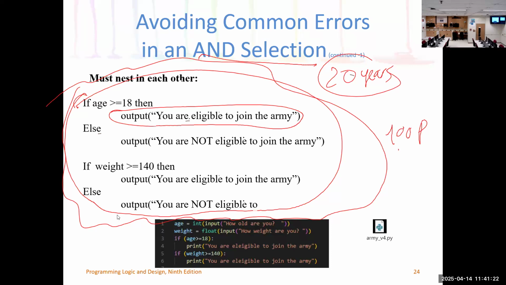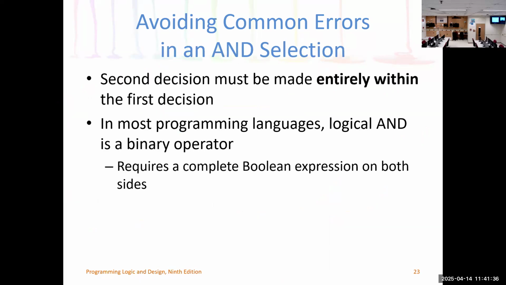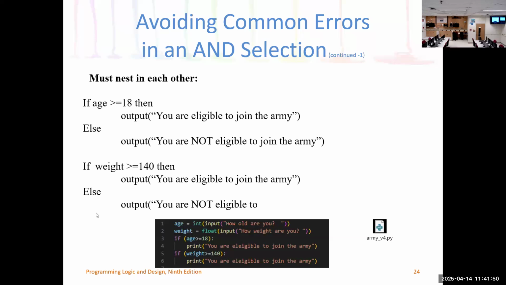Now, if you do it in the way you work one by one, it's totally wrong. In that case, if he's 20, he's able to join, even though he's only 100 pounds. So remember, the common mistake when you work with the AND decision: you have to put the AND decision totally within the first decision. If you have the second decision, you have to put it totally inside the second one.